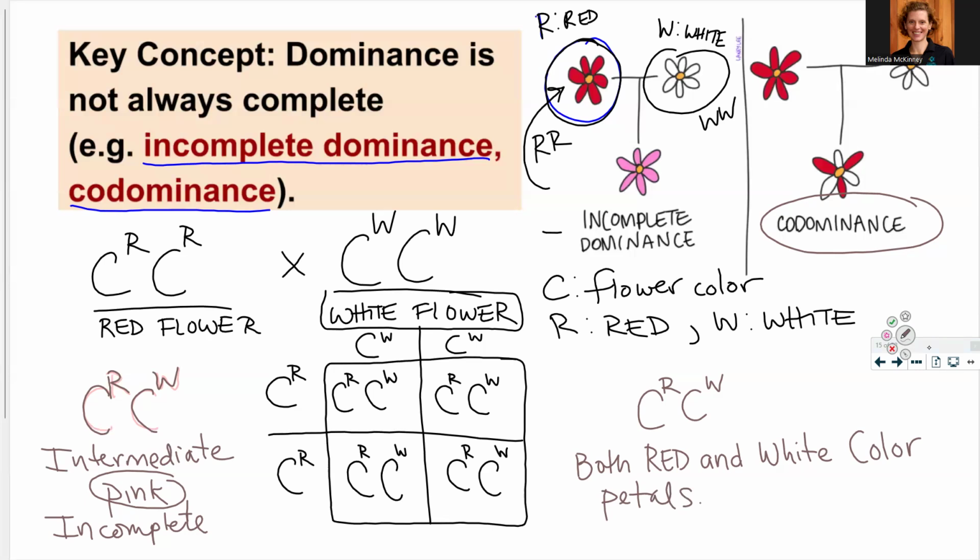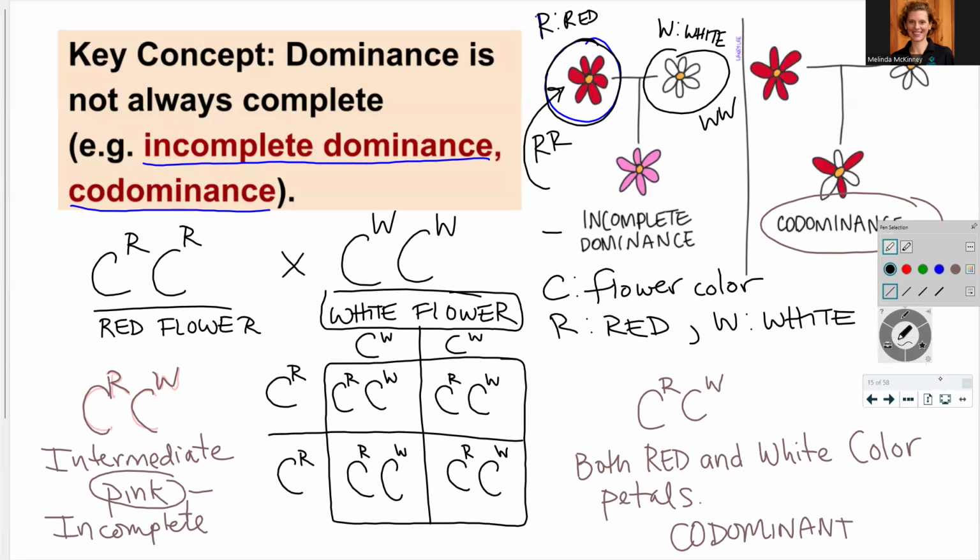Some plants have pink if they have intermediate phenotypes for incomplete dominance. If it's codominant, then it's going to be over here, codominant. Okay, that's enough for this one.